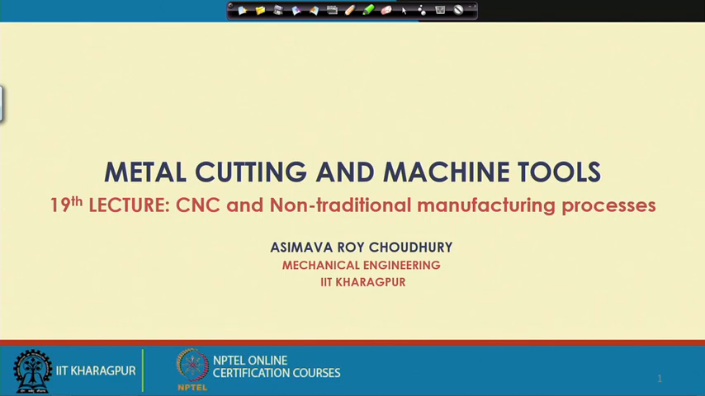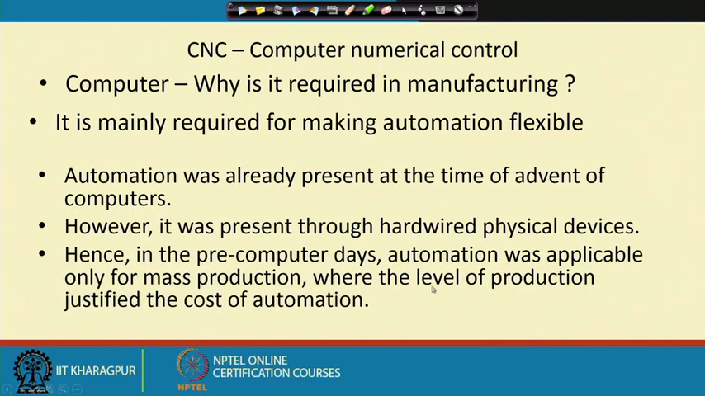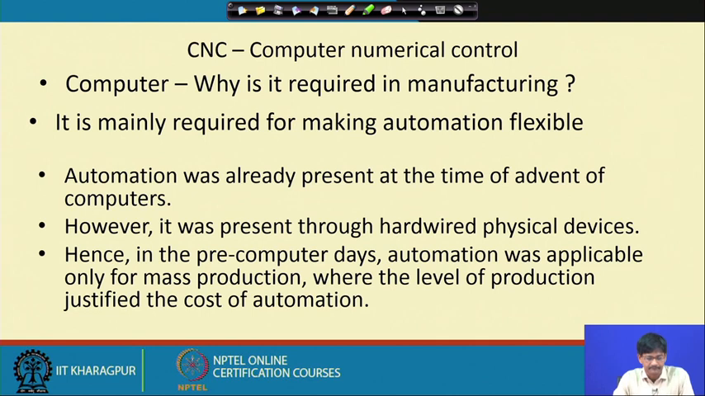So, to start with, computer numerical control. Why is it required in manufacturing to incorporate a computer? This is mainly for making automation flexible. Now, what does this mean?